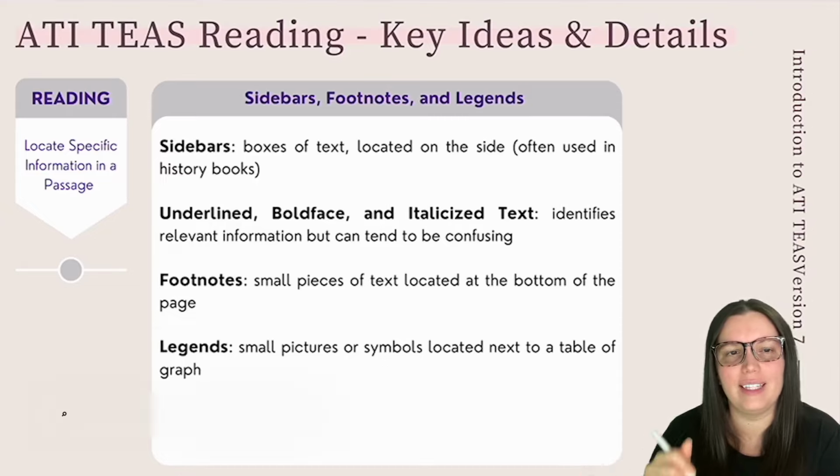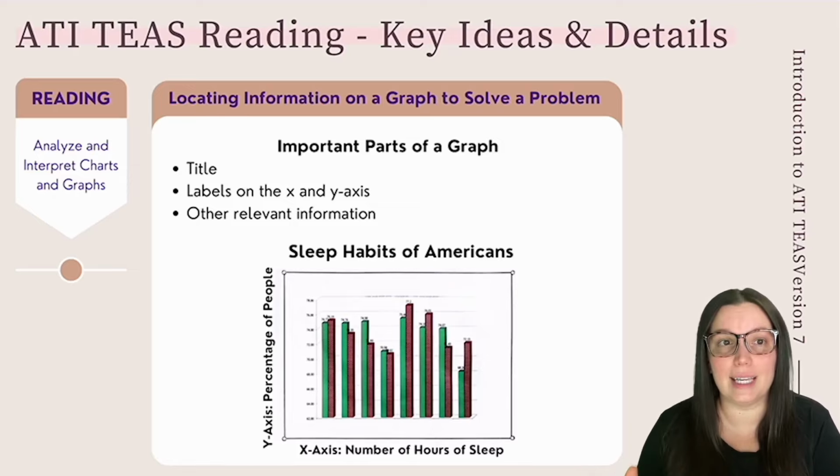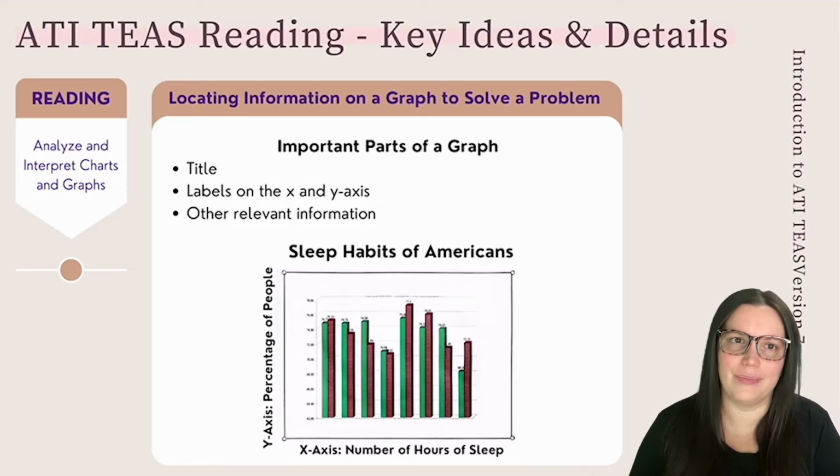After understanding what the graph is about, you can begin by looking at specific information. So let's say you're looking at a graph about the number of hours of sleep people get every night. The title of the graph is Sleep Habits of Americans. The x-axis is labeled number of hours of sleep, and the y-axis is labeled percentage of people. From this graph, you can determine that the average American sleeps around 7 hours each night. You can also see that a majority of people sleep between 6 to 8 hours each night.